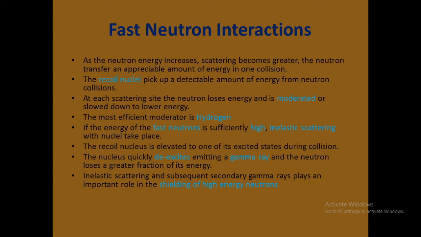If the energy of the fast neutron is sufficiently high, then inelastic scattering with the nuclei can take place, in which the recoil nucleus is elevated to its excited state during collision. The nucleus quickly de-excites, emitting a gamma ray, and the neutron loses a greater fraction of its energy. Inelastic scattering and the secondary gamma rays play an important role in the shielding of high energy neutrons.